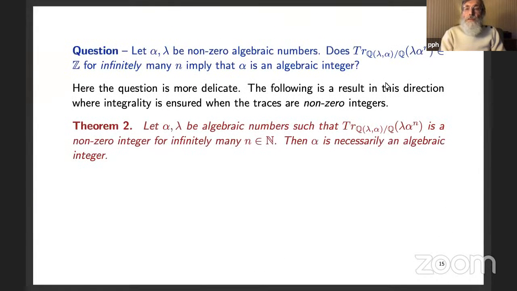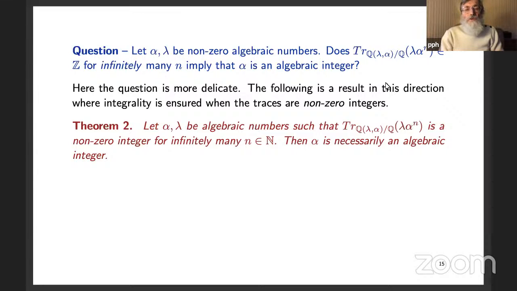The question is, the answer is not so obvious. And in fact, we first restrict to the hypothesis that the trace of lambda alpha^n is a non-zero integer for infinitely many n. So I insist, non-zero integer, not only integer. We assume that it is non-zero. And then under this hypothesis, alpha is an algebraic integer, in fact.